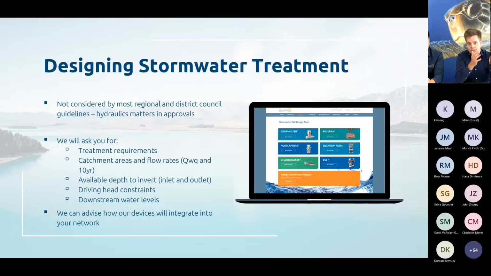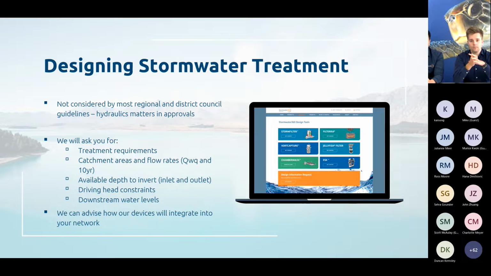We'll ask if there are driving head constraints. If we make the device really shallow, are we going to surcharge an upstream catch pit and potentially flood a car park if we've not considered a reduced driving head on that shallow device? And we'll also ask about the downstream water levels. Is there a tank downstream? Is there a swale downstream that we're discharging into that has variable levels depending on the water in the swale at that time?